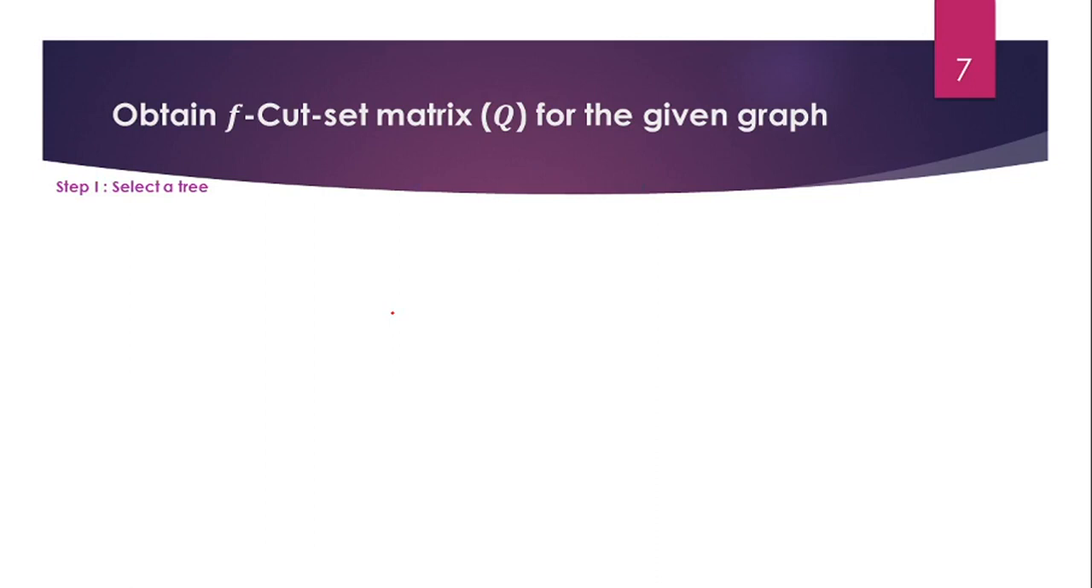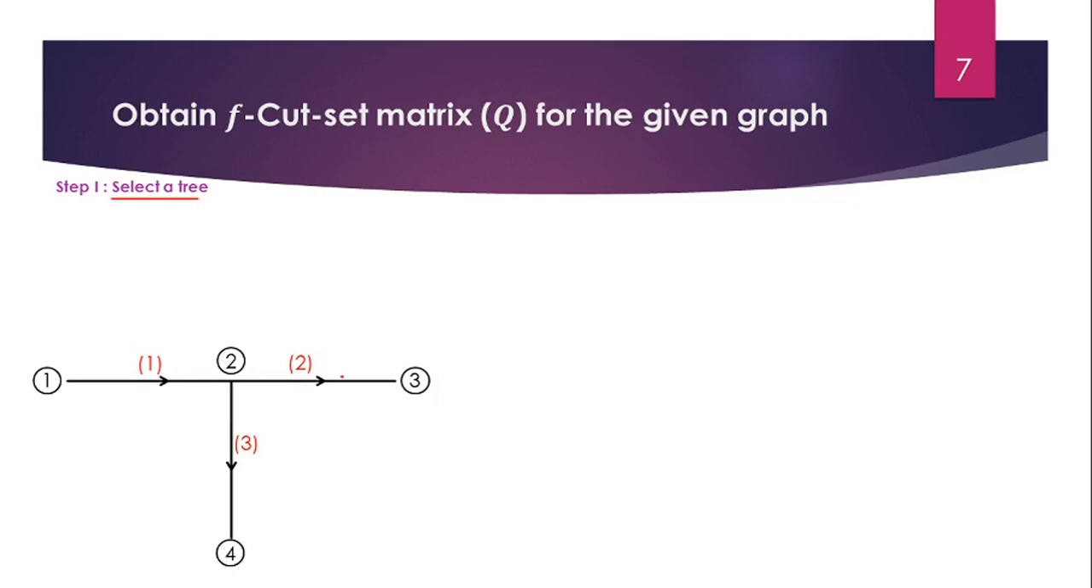First of all, you have to select a tree. The steps are given here and we have to follow them, so we can easily find the F cut set matrix. Whenever we are going to find the F cut set matrix, the first thing to note is that we have to select a tree. The tree is selected as 1, 2, 3. You can select another tree also. The branches of the tree are known as twigs. The other remaining branches are links. Links are shown here as dashed lines, and twigs as black bold solid lines.